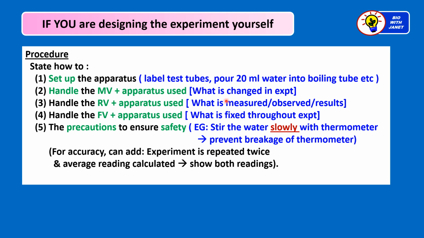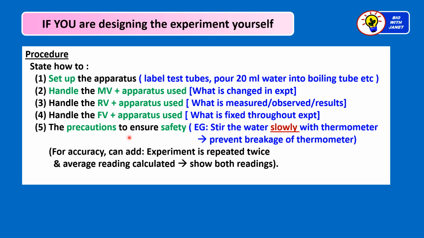Okay, so the MV is what is changed in the experiment from one stage to the other. The RV is what is measured, observed, or the results of the experiment that we get at the end of the experiment. And the FV is what is fixed throughout the experiment. All right, that does not change.